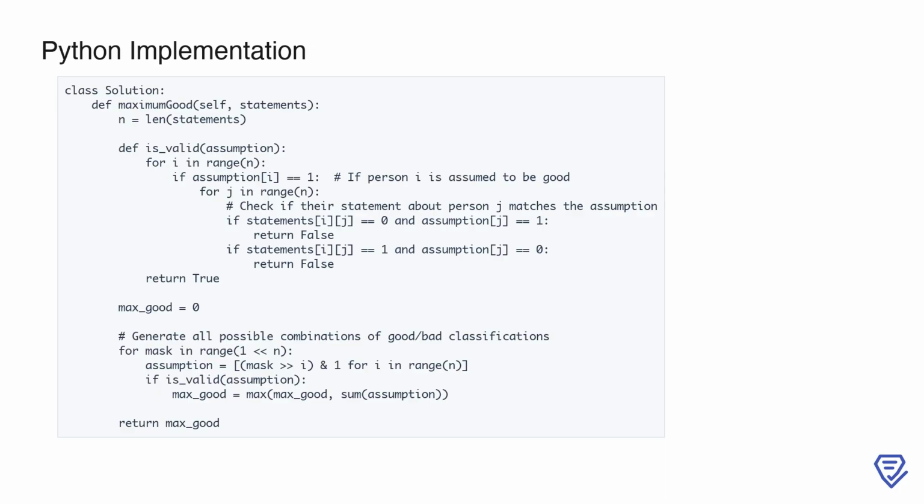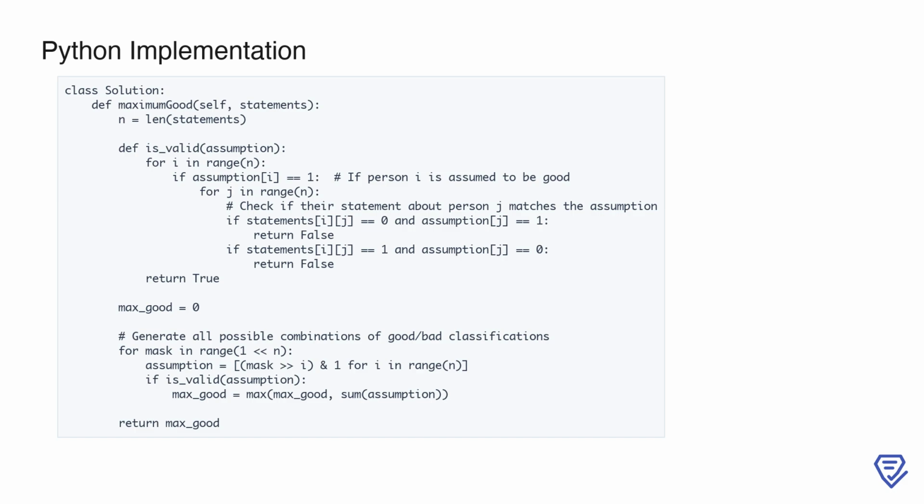with their statements. For each person I, if they are assumed to be good, the function validates their statements about others. If a mismatch occurs, e.g., person I says J is bad but J is assumed to be good, the assumption is invalid. The algorithm iterates through all 2^n possible combinations of classifications using a bit mask.